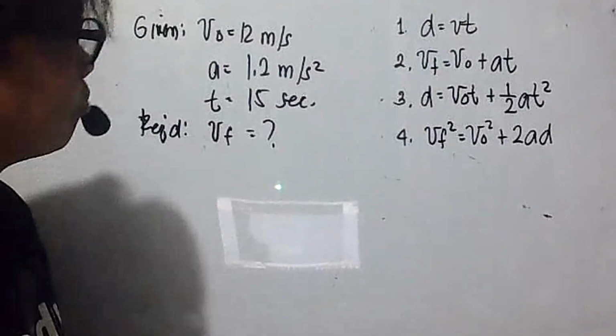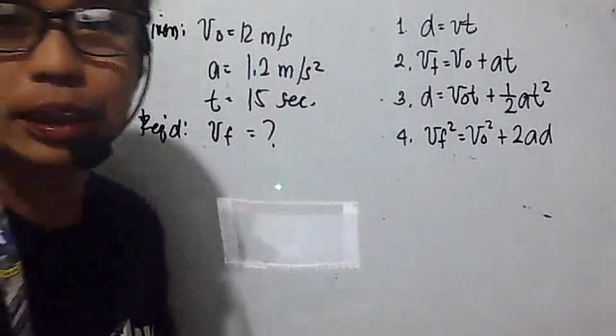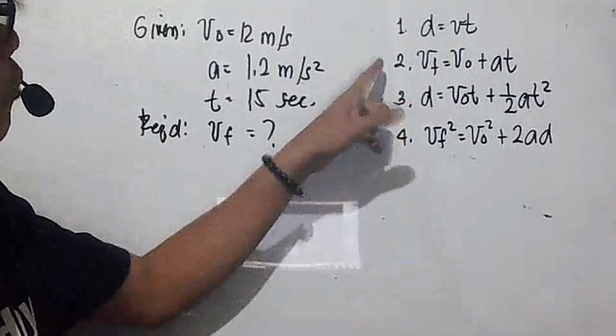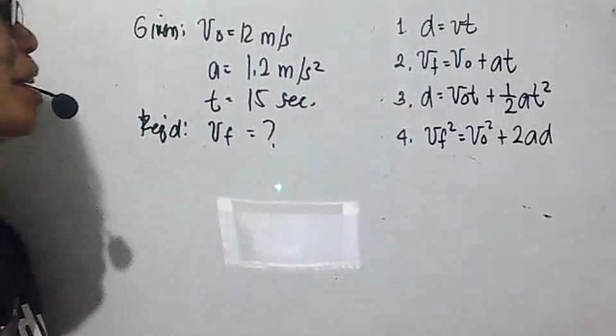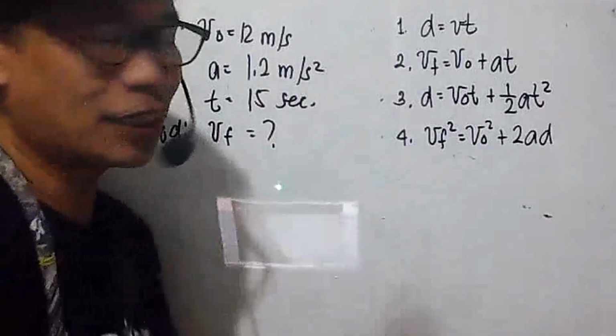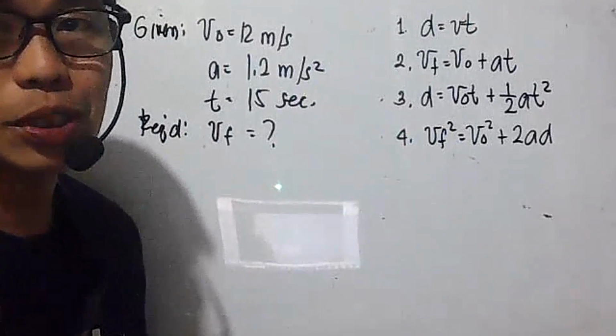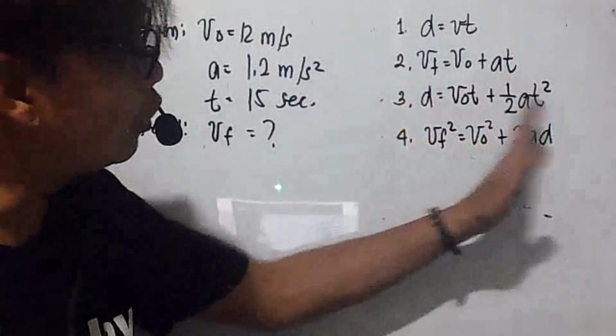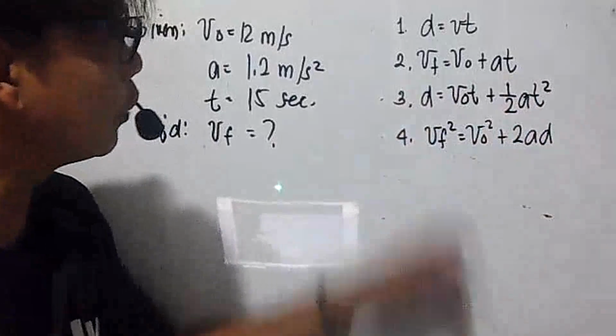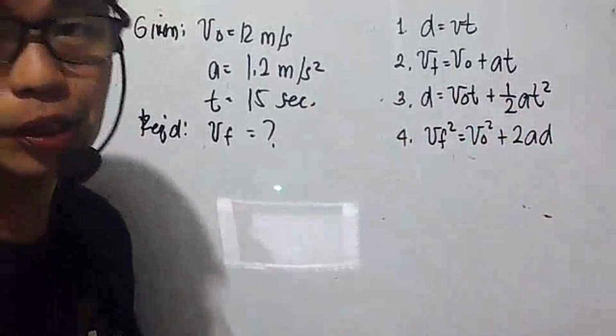Okay, so again, I think all the problems selected are using the second formula. But at least the next video will be using yung distance, but still you could determine which one to use. If you're given these values, VO, acceleration and time, and you're looking for distance, you could use the third equation and so on.